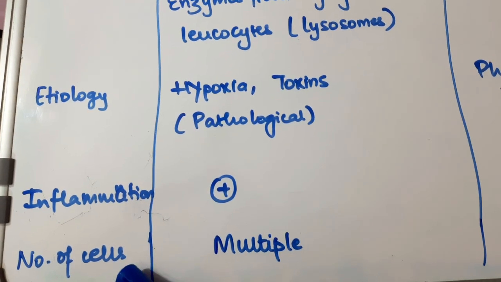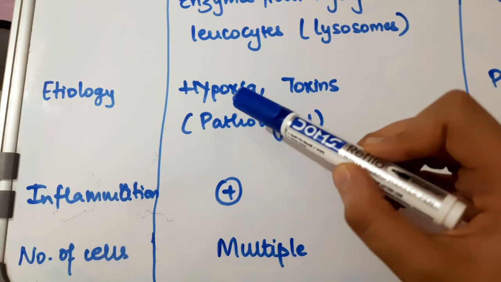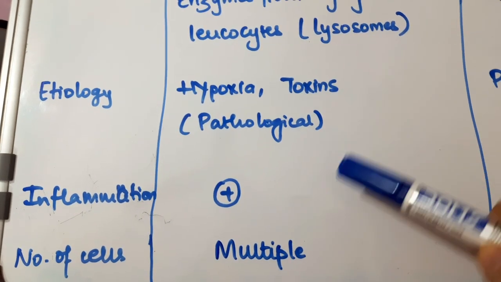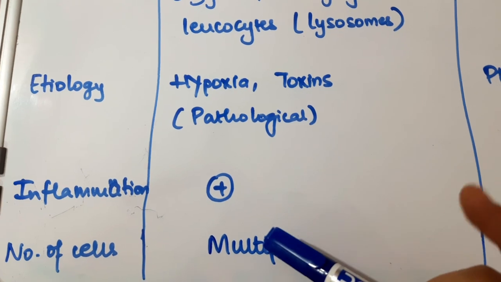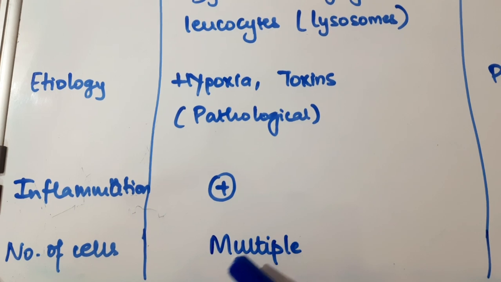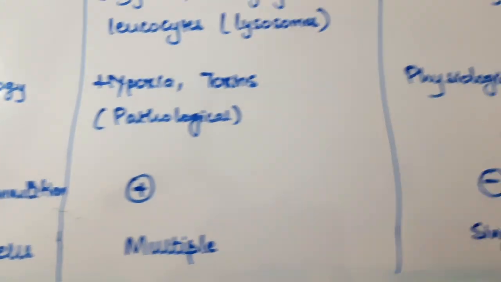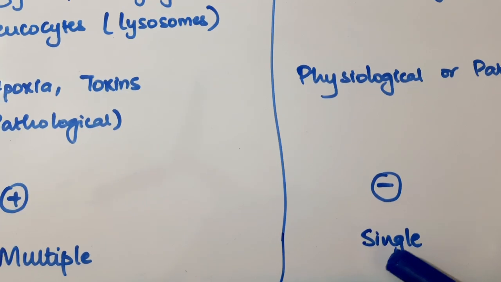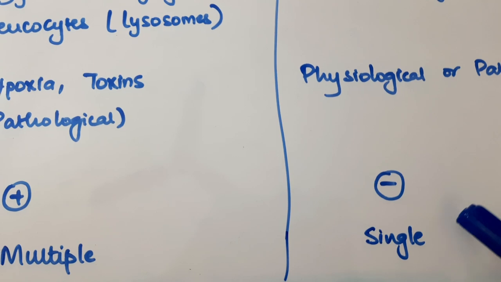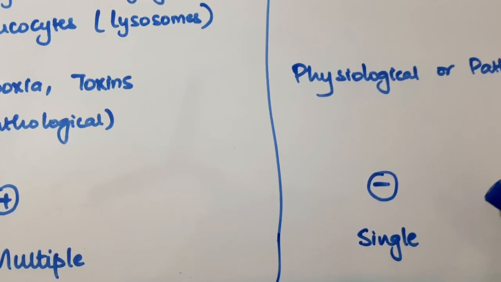The number of cells involved in necrosis are multiple, because if the cell is getting injured due to hypoxia or toxins, just one cell will not be involved. Multiple cells will be involved in that case. That is why the number of cells which are involved in necrosis are multiple. Whereas in apoptosis, a single cell is involved, because one cell's genes are involved in giving the signal for the apoptosis.